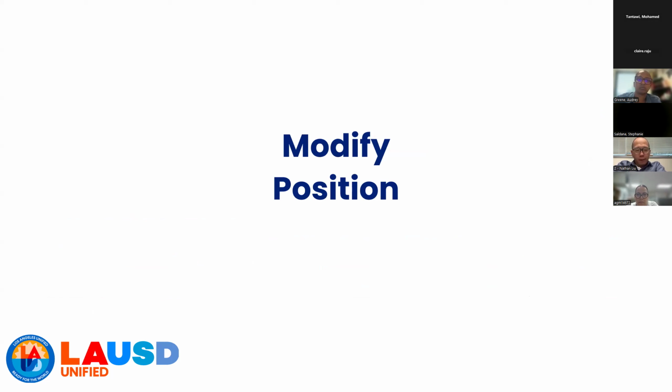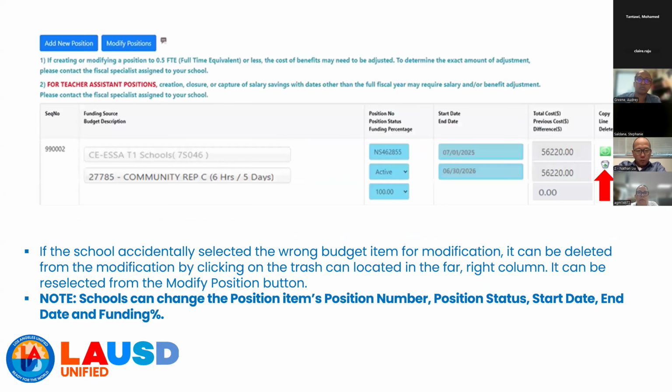And now I'll cover how to modify a position. So let's say that your school accidentally selected the wrong budget item for modification. It can be deleted. You simply click on the trash can that's located on the far right of your UI screen, and then you can reselect it by clicking on your Modify Positions button. So in other words, we never completely delete something. If you make a mistake, you delete it. You can always reselect it from your Modify Positions button, okay?